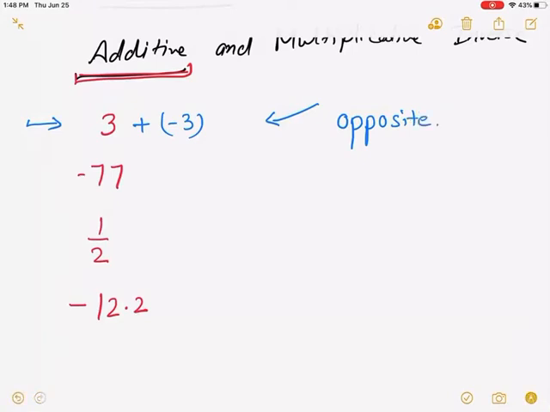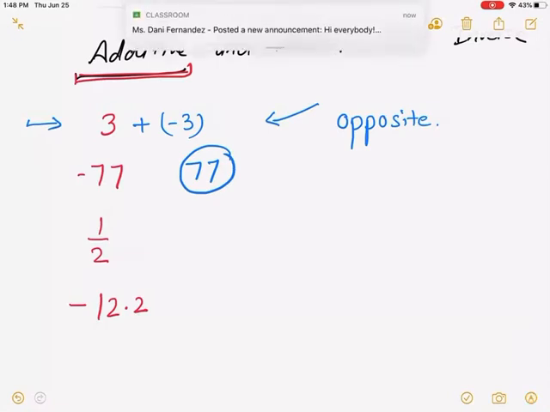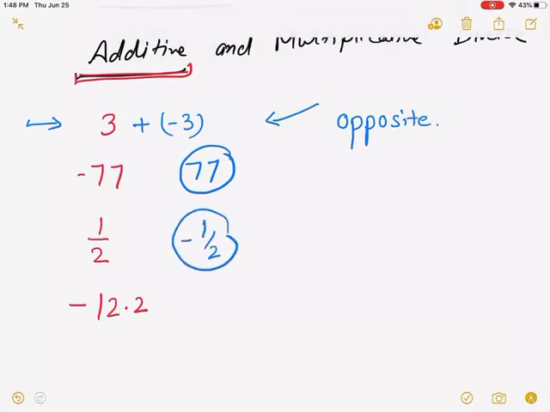Okay, so negative 77, what would be its additive inverse? Just take the opposite, so 77 with positive sign. 1/2, it's positive, so what would be its inverse? What would you add to that to get 0 as an answer? It would be negative 1 over 2. Negative 12.2, what would be its inverse? It would be positive 12.2. So that's how we deal with additive inverse.